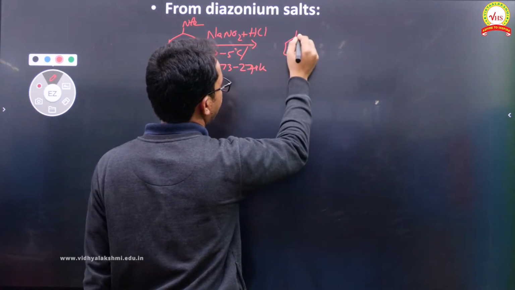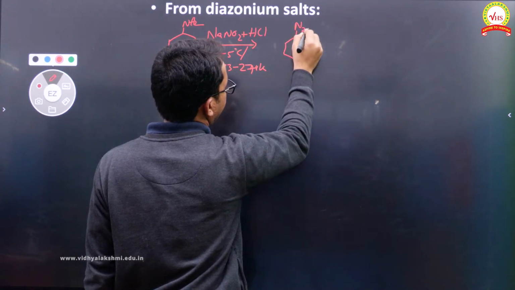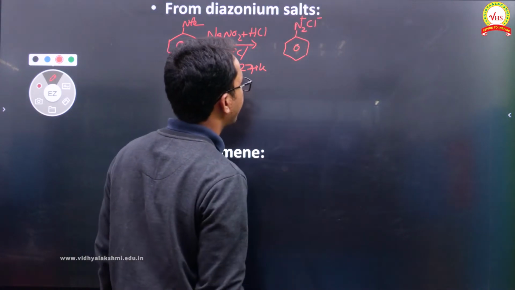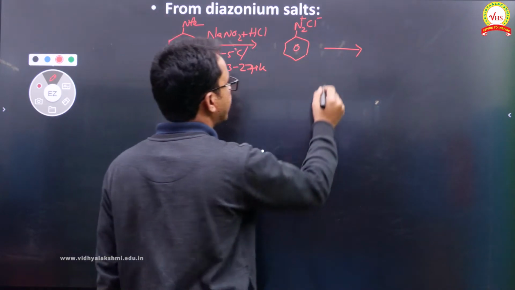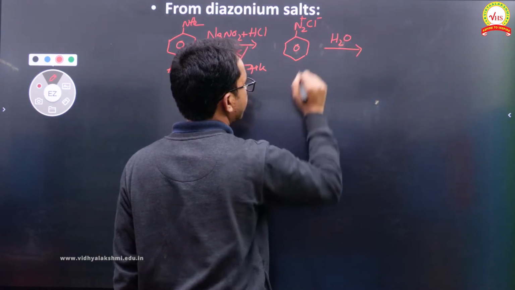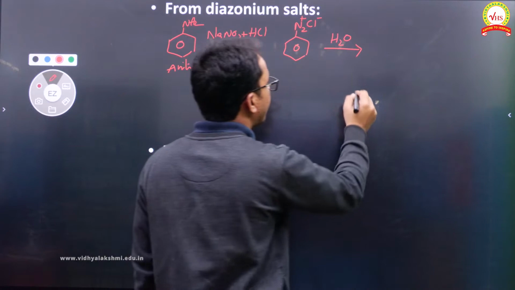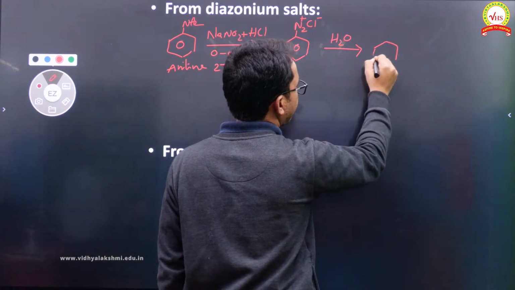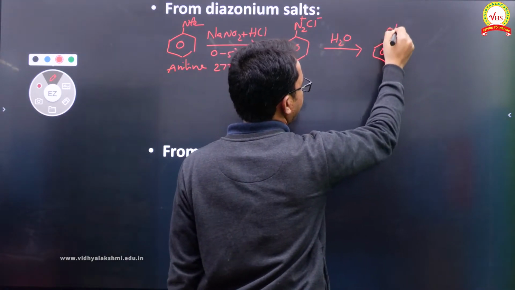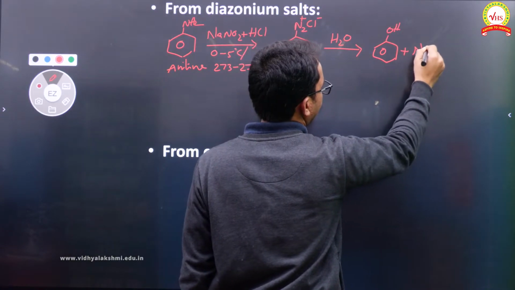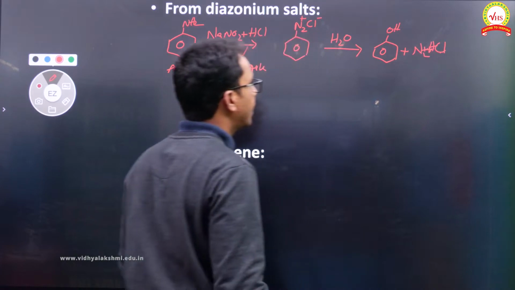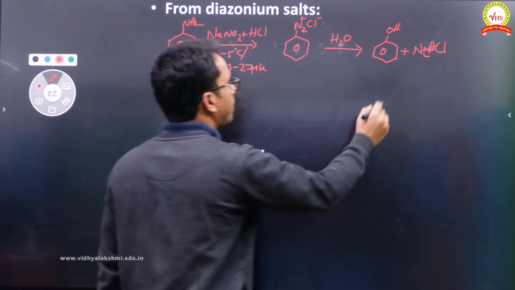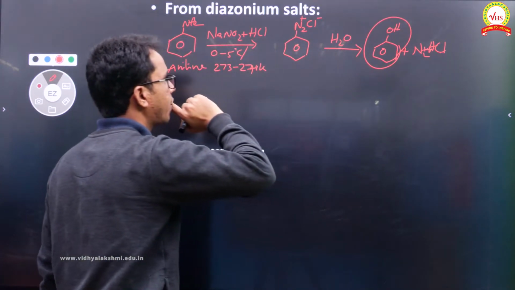What is this benzene diazonium salt? That is the benzene ring with N2 plus and Cl minus. This one on further reaction with water forms phenol, by the elimination of N2 and HCl. Now what we have to prepare? Phenol we have to prepare.